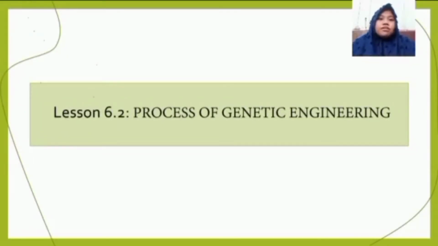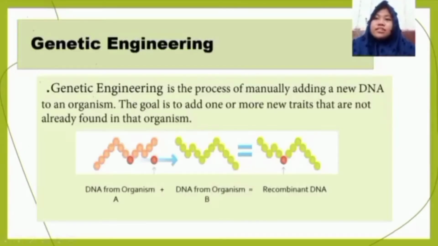In this video, we're going to talk about the process of genetic engineering. Genetic engineering is the process of manually adding new DNA to an organism. The goal is to add one or more new traits that are not already found in that organism. In other words, genetic engineering is simply taking DNA from one organism and combining it with DNA from another organism, resulting in a combination of DNA known as recombinant DNA. For example, a gene from a human is cut out and transferred to cells of a different organism.